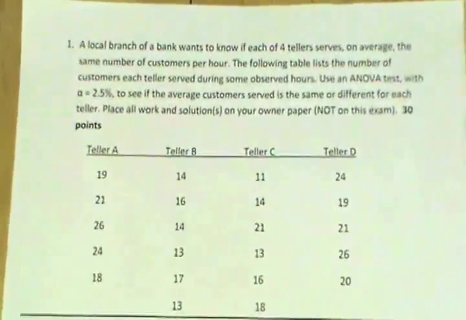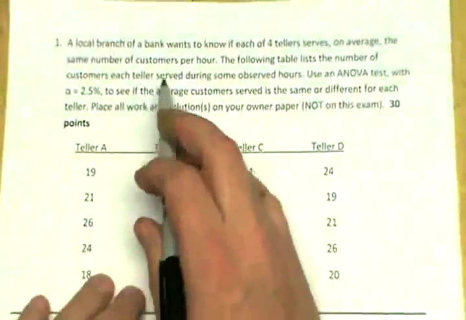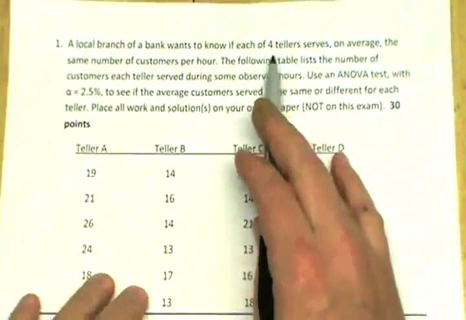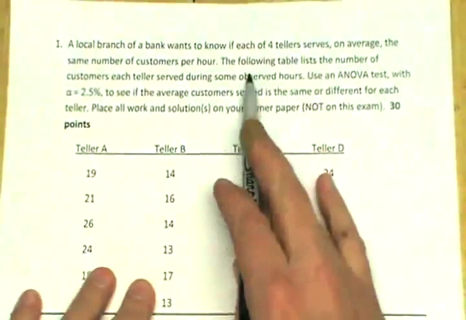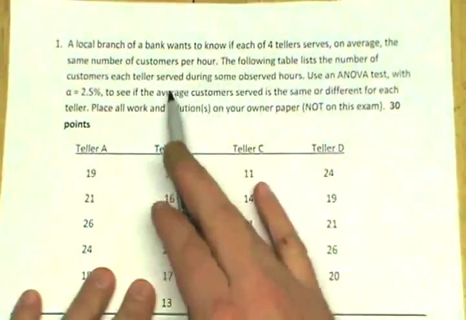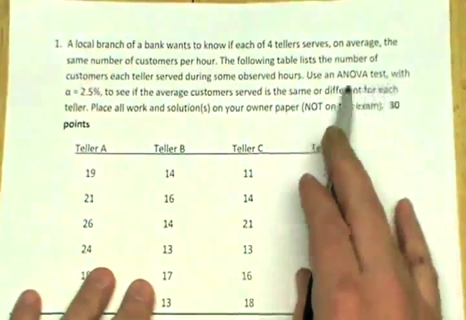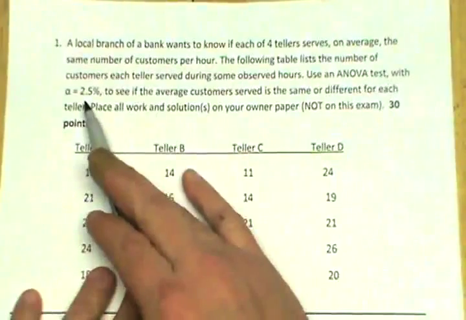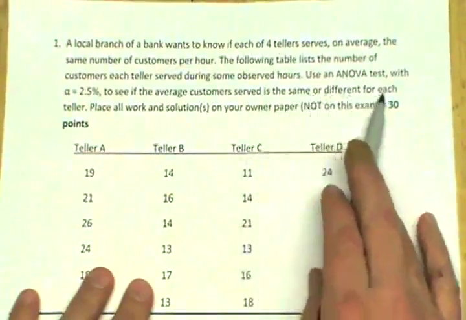So let's do a few questions. Question 1 says, a local branch of a bank wants to know if each of 4 tellers serves on average the same number of customers per hour. The following table lists the number of customers each teller served during some observed hours, and we'd like to use an ANOVA test with significance level of 2.5% to see if the average customers served is the same or different for each teller.